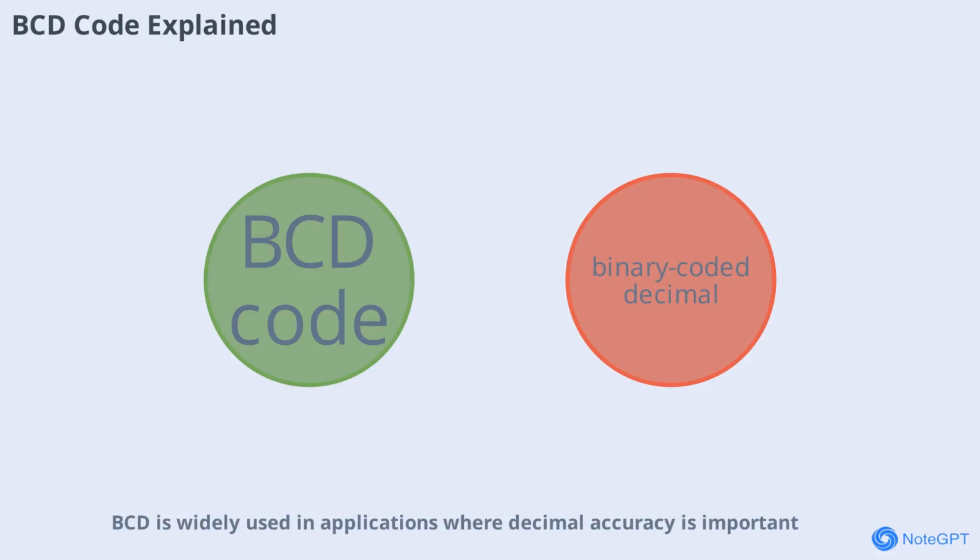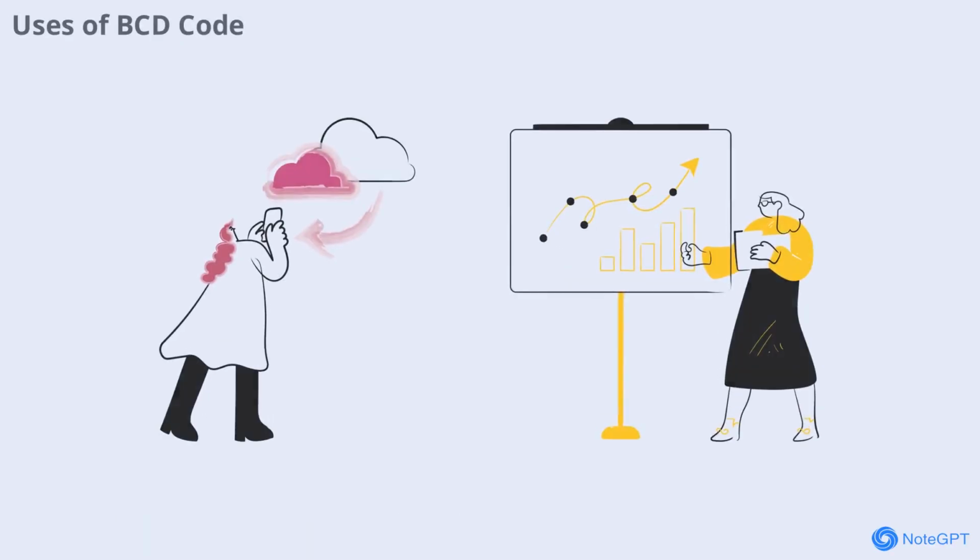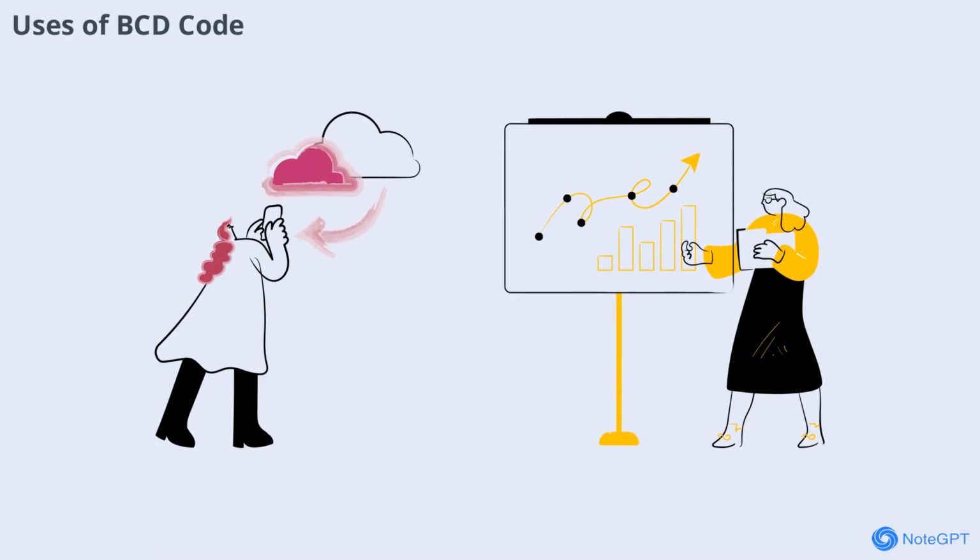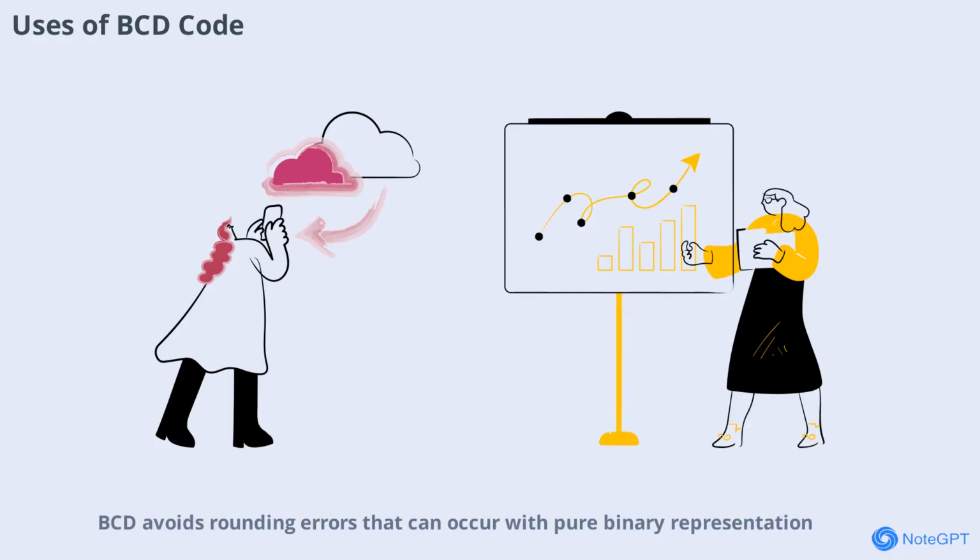BCD is widely used in applications where decimal accuracy is important. BCD code is especially useful in devices that require precise decimal representation, such as calculators, digital clocks, and financial systems. By representing each decimal digit separately, BCD avoids rounding errors that can occur with pure binary representation.